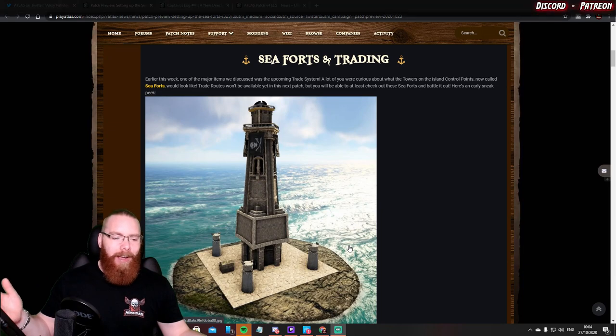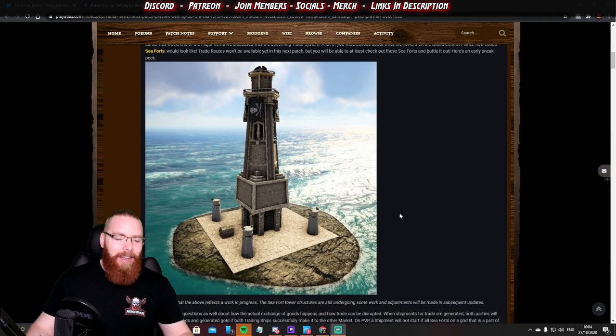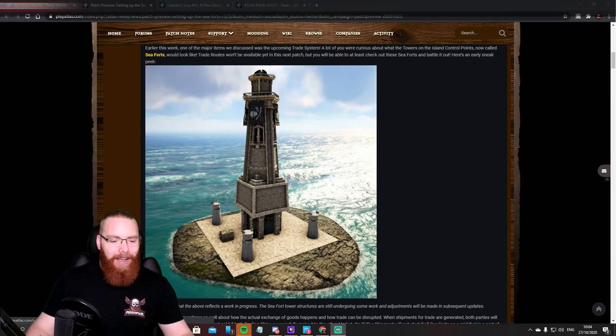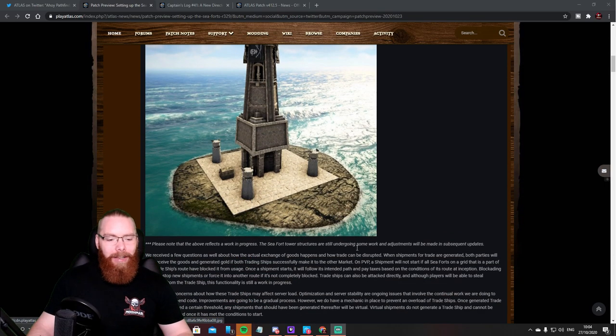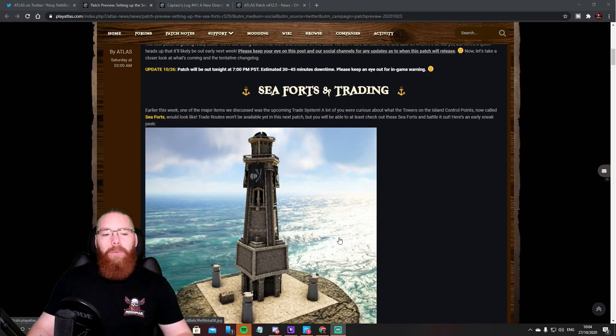So the sea forts and trading are now in the game, and this is the new control point. I've already heard a lot of criticism saying it's kind of lazy for how long they've had to work on this. But like they said in the captain's log, all this stuff is subject to change, and this is the first iteration of these things. So yeah, it's kind of just a marker, a holding image, or whatever you would call it. This hopefully isn't the final outcome of it. But yeah, sea forts and trading. Let's read through this little update and then we'll talk about what it can mean for the game.